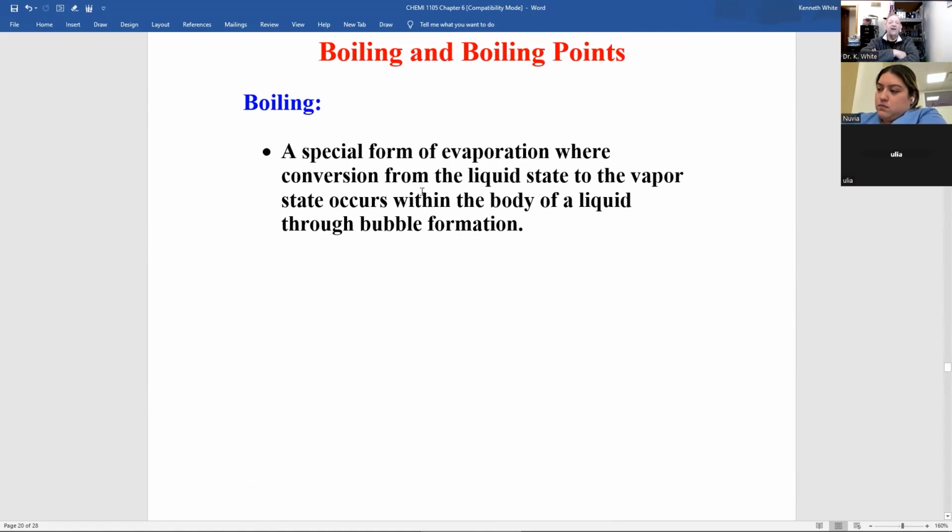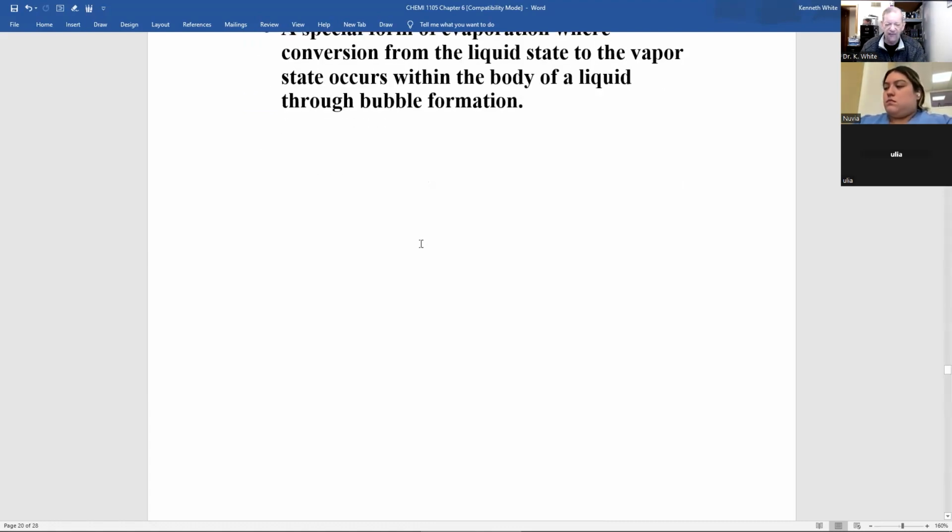All right, now let's talk about boiling. I think you've all boiled water to make something like noodles, rice, or other things you cook in boiling water. And that's a special form of evaporation where the conversion from liquid state to vapor state occurs within the body of a liquid through bubble formation. I'm going to do a beaker, but you probably have done it in a pot or pan.